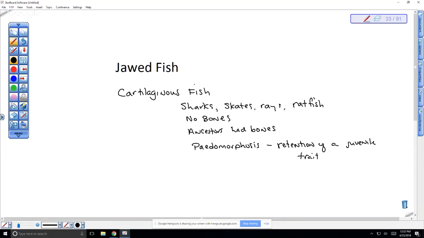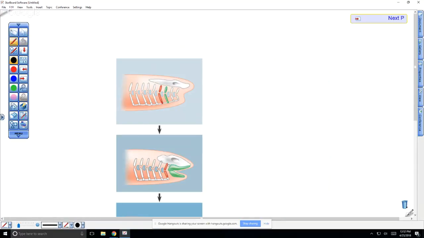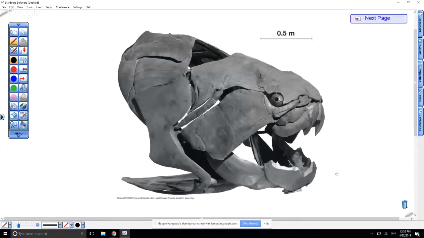So for some reason, they evolved to retain their embryonic cartilaginous skeleton rather than having bones. Now, there was a group of fish that preceded the cartilaginous fish, so they were not the first bony fish. The first bony fish, and you don't need to know this, but they're kind of impressive, are what are referred to as the placoderms. So this was the first fish that evolved before the cartilaginous fish.